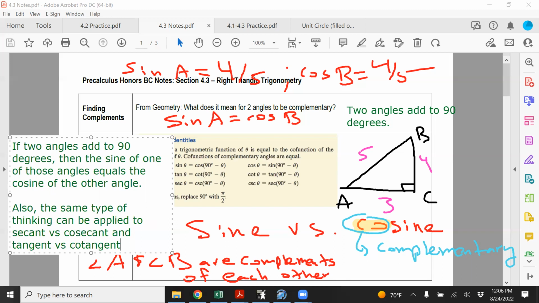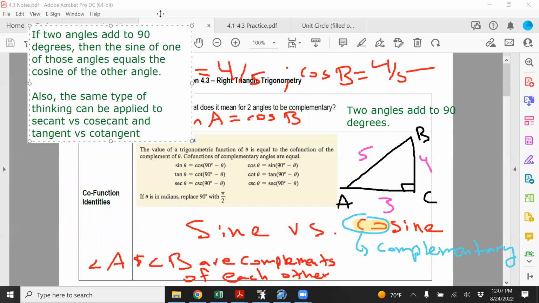Yeah, and we just saw a really quick example. We know this is true. We know 3, 4, 5 makes sense. 9 plus 16 is 25. I take the sine of angle A, got 4/5. The cosine of angle B also got 4/5. Angles A and B are complements. They add to 90, because the right angle is 90, so you have 90 left for the other two. So we can make that connection that sine of angle A equals cosine of angle B as long as A and B add to 90.